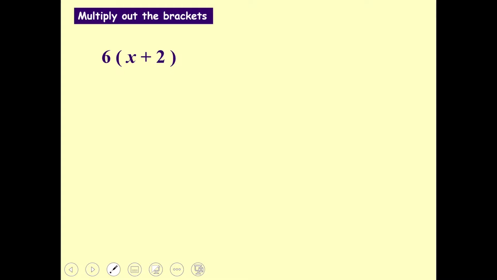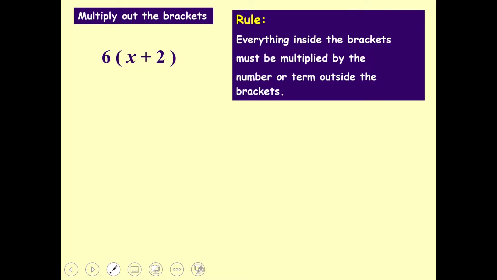Okay, so you have this expression here, 6, and in brackets, x plus 2. And our goal is to get rid of those brackets, to multiply them out. To do that, you have a rule. Everything inside the bracket, so this x plus 2, must be multiplied with the term or number on the outside of the bracket.